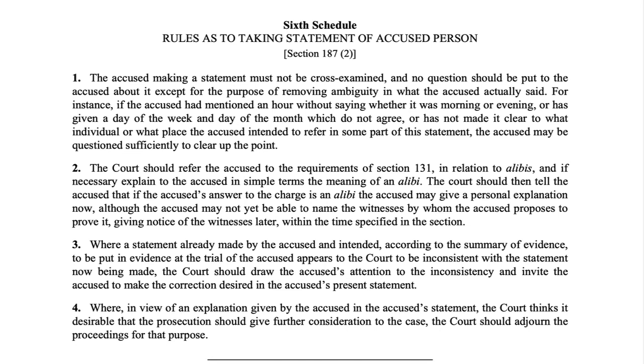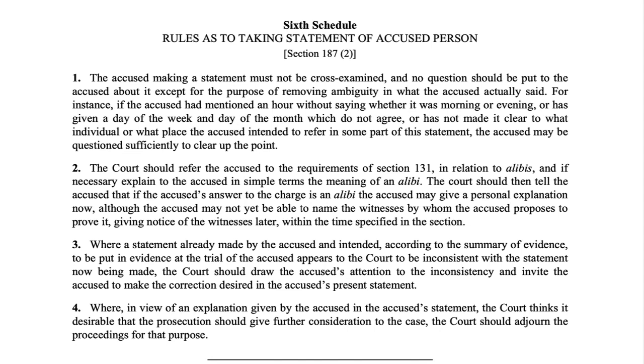But the only thing you can ask the accused person are questions that are geared towards removing ambiguities. For example, if you mention a day and time and you need clarity, you can ask questions. Even there, we are told under the sixth schedule that you must also refer the accused person to alibi, explain to the accused what alibi is, and tell the accused that if he has an alibi, he should give the explanation now. Even though he may not be able to give the names of the witnesses by whom he intends to prove it, he should tell us right now that he has an alibi.